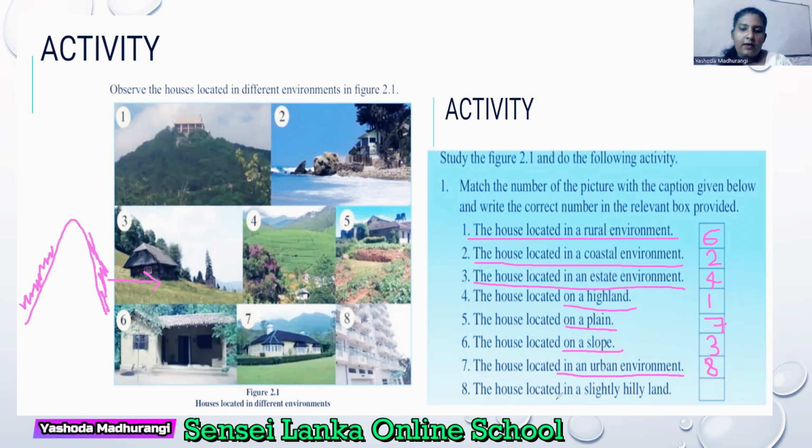So the last one, the house located in a slightly hilly land. Slightly hilly land. It is not a very big mountain area, but looks like a mountain, slightly hilly. So picture number 5 is suitable for that. So my dear children, these are the answers for this activity.